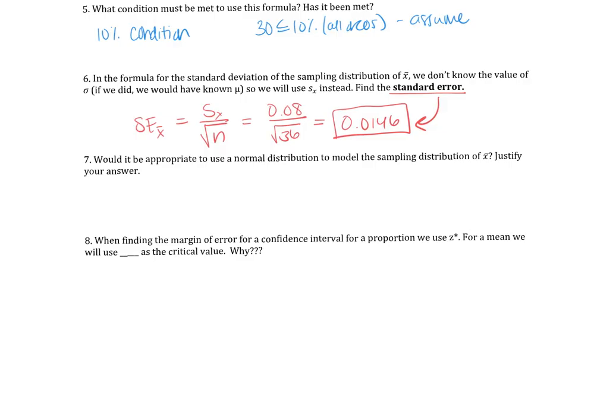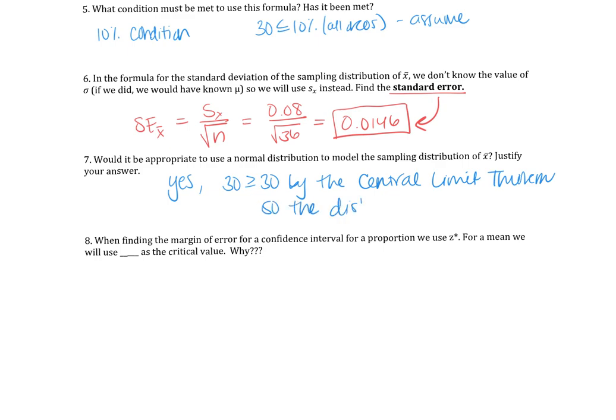Would it be appropriate to use a normal distribution model for the sampling distribution of X bar? Justify your answer. In this case, yes. 30 is greater than or equal to 30, so by the central limit theorem the distribution is approximately normal. All right.